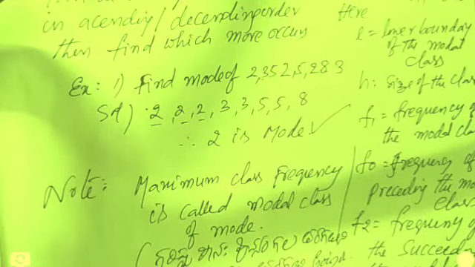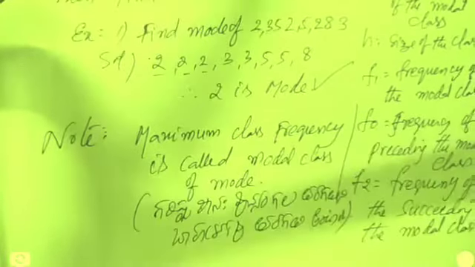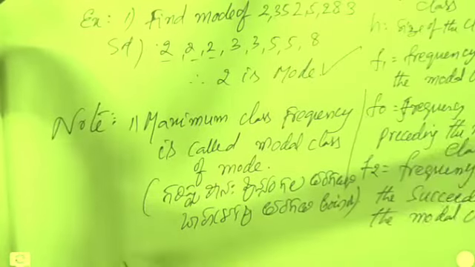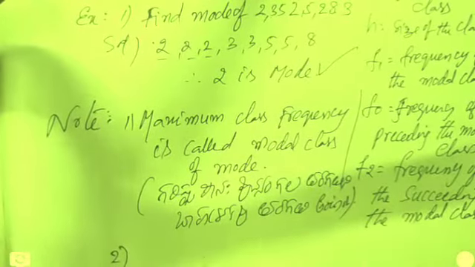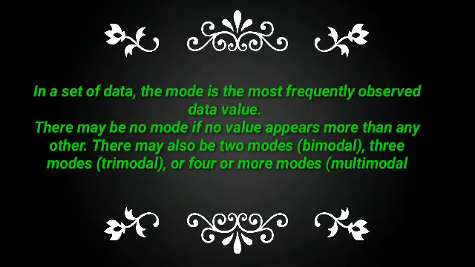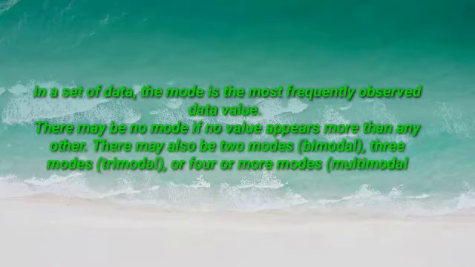So modal class means maximum class frequency exists line. If all the objects occur the same number of times, in such case there is no mode, and there may be also two modes: bimodal, three modes: trimodal, or multimodal.